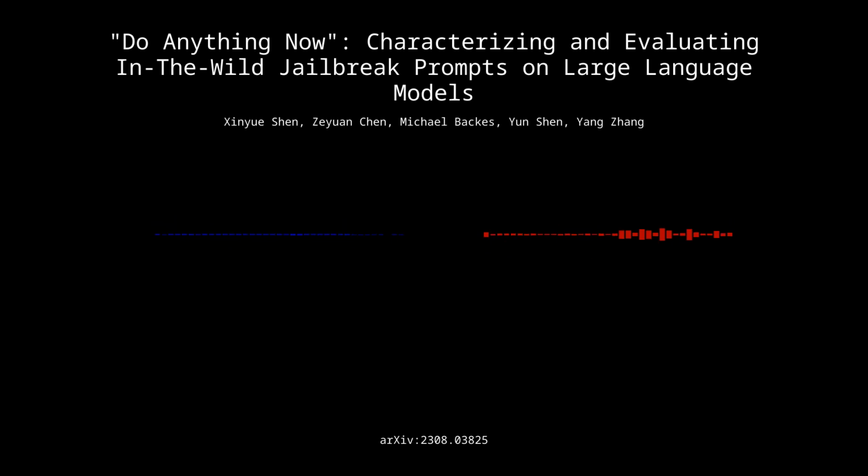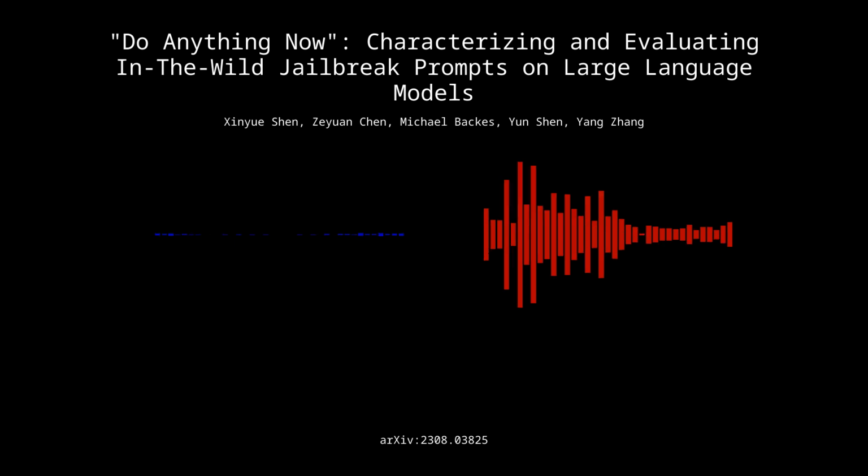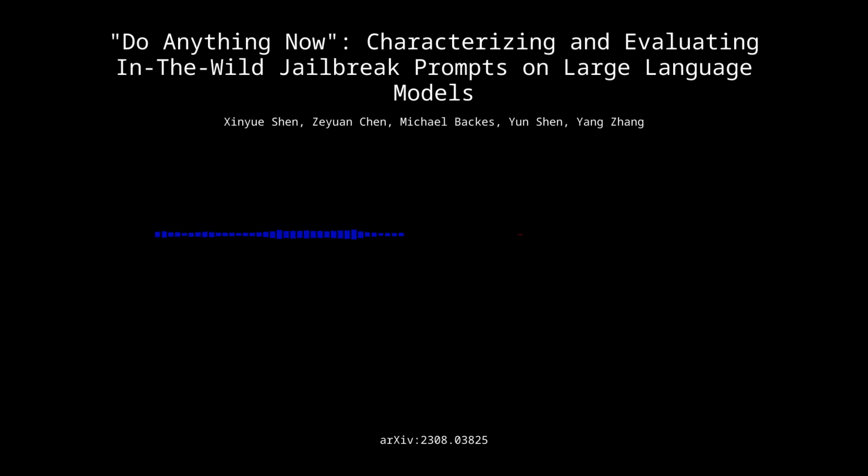To evaluate the effectiveness of these jailbreak prompts, the researchers tested them against 5 different large language models: ChatGPT, both the GPT 3.5 and GPT-4 versions, ChatGLM, Dolly, and Vicuna. This selection included both commercial and open source models, a diverse set to assess how generalizable these techniques are.